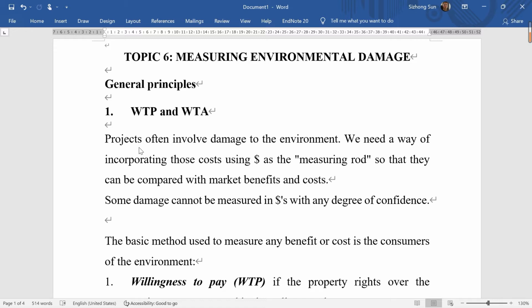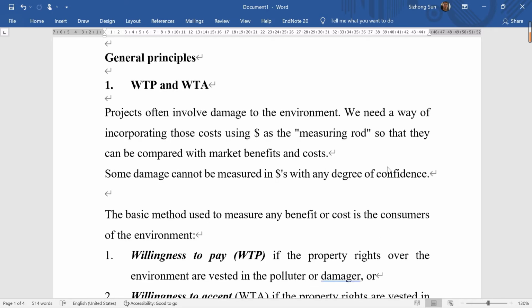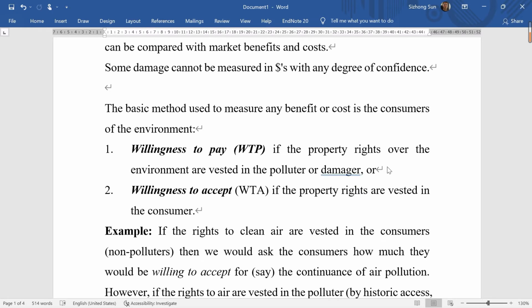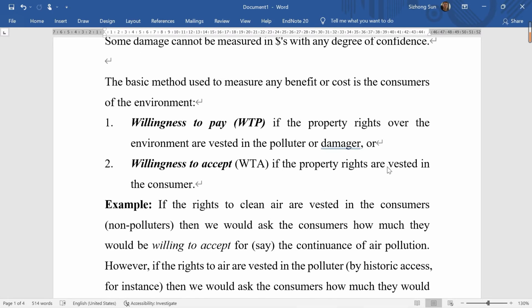So projects often involve damage to the environment. We need a way of incorporating these costs using dollar value as the measuring rod. Some damages cannot be measured in dollar terms with any degree of confidence. So it's actually not an easy exercise here.